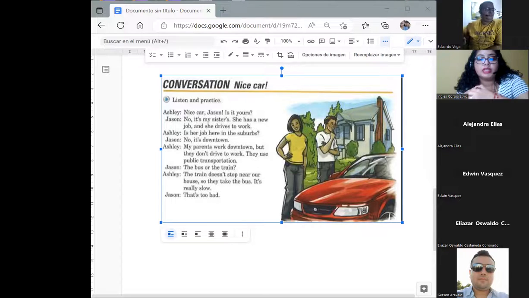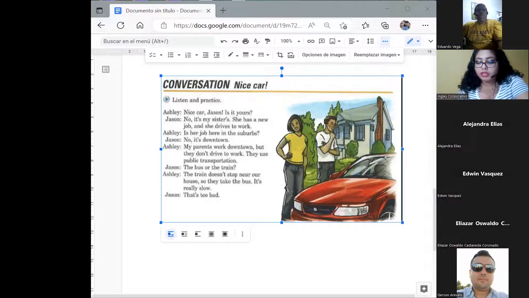Y dice Ashley, the train doesn't stop near our house, so they take the bus. It is really slow. El tren no se detiene cerca de la casa, así que tienen que tomar el bus. Y es bastante lento. Y Jason termina la conversación diciendo, that's too bad. Es muy malo. Porque obviamente se tardan mucho tiempo en llegar de los suburbios al centro de la ciudad.